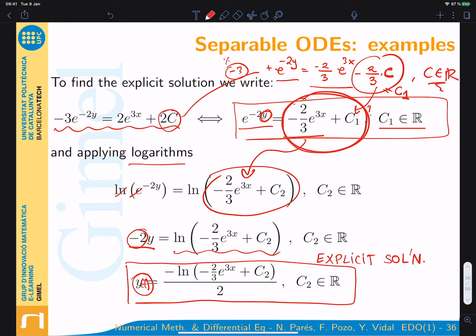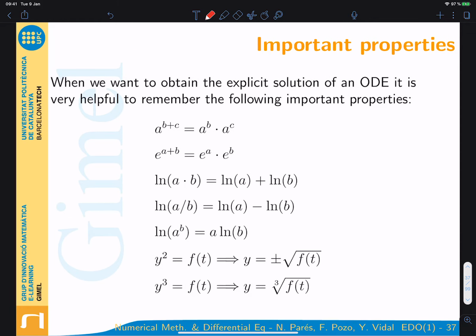Okay, so this is one example. You have seen in this example that it is going to be very important to remember some properties of the exponential and natural logarithm functions. So here you have a summary slide with some helpful properties that you may need when trying to write the explicit solution, because you need to isolate y(t).